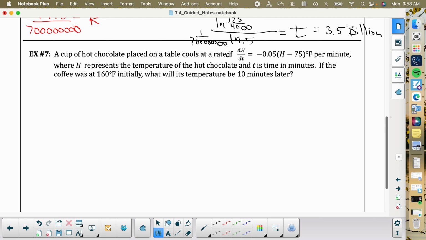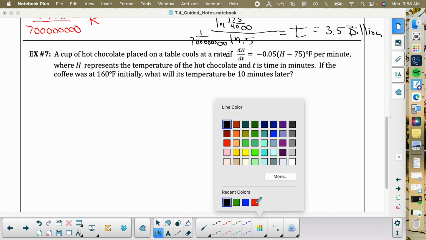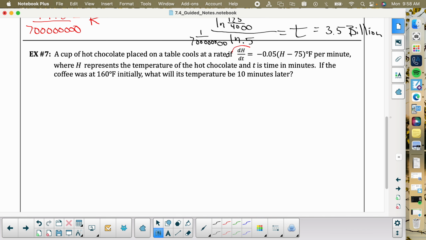Does anybody notice the first thing about why this is written drastically different than the other? It gives you dH/dt. So it doesn't tell us that it fits Ce to the kt. It doesn't tell us that it's the rate of change of y varying with y.